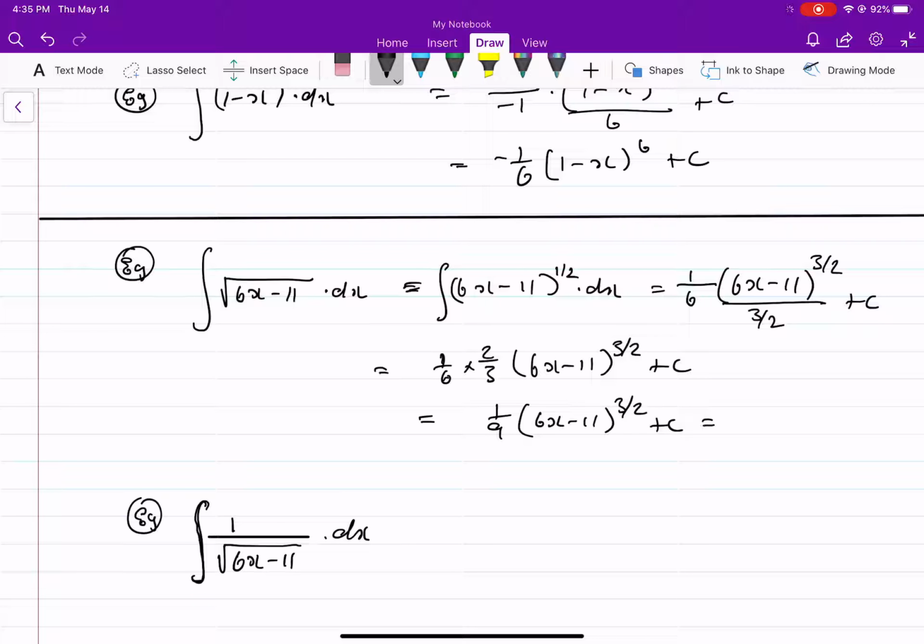And if you want to write it with a root, you can write it as the square root of 6x minus 11 all cubed, and I'll put the 9 on the bottom, divided by 9 plus c. Yeah, you can write it like that as well. No harm.